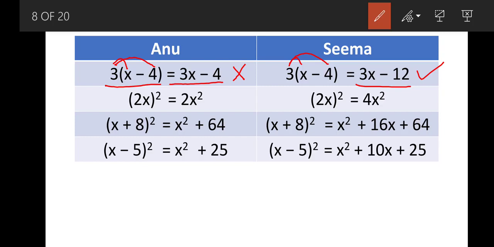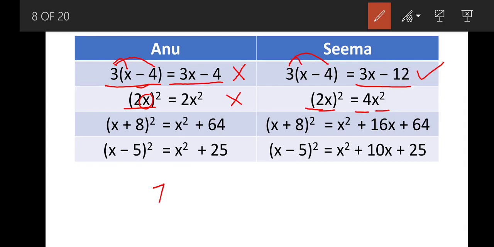Now, coming to the second example, it is 2x whole square. As I told you earlier also, if a bracket is mentioned there, it means the square of 2 is to be done and x square should also be written. But Anu has done only the square of the variable, that is x square she has written. So this is again wrong. And Seema is giving the correct answer, that is 2 square is 4, x square is x square. So whenever you find a term written in the bracket and square is there, then you need to do the square of both the terms, both that numerical coefficient as well as literal coefficient.